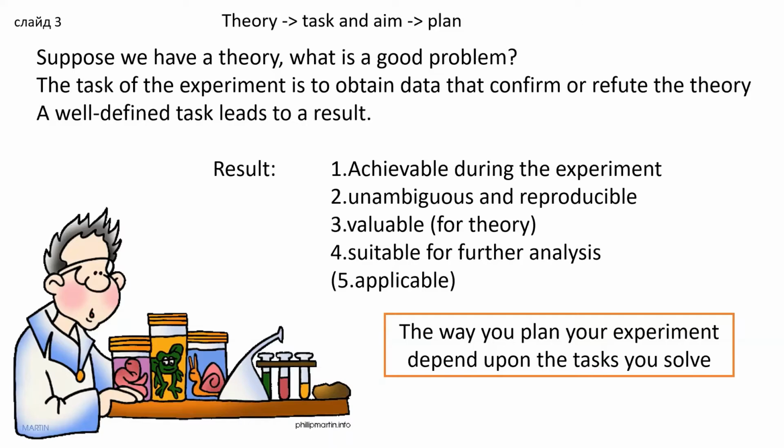So if you do not have all these 5 points, then the task and the aim is probably not really good, and you have to go a step back and analyze whether your plan of an experiment and whether your virtual experiment has any problems and whether it could be improved. Because if the results are poor, then you lose a lot of time to perform an experiment and to measure the things and then to calculate them, and then you have no results. So the way you plan your experiment depends upon the tasks you solve, and it also depends upon the results you think you're going to have.